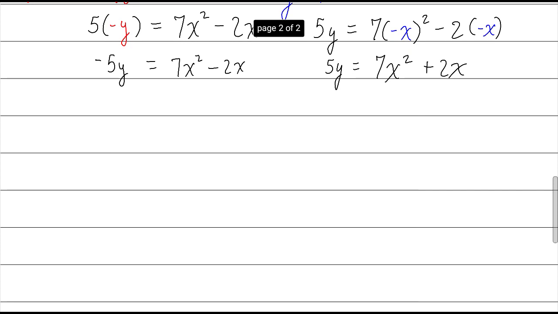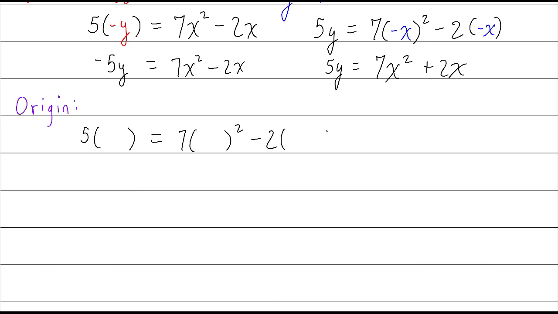Okay, what about the origin? Well, remember, I have to change x and y this time. Negative y, negative x, negative x. 5 times negative y is negative 5y. We just talked about if you square negative x, it becomes a positive. So it's positive 7x squared. And negative 2 times negative x is a positive 2x.